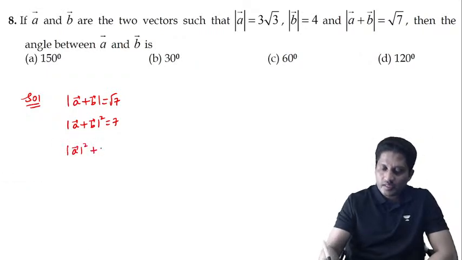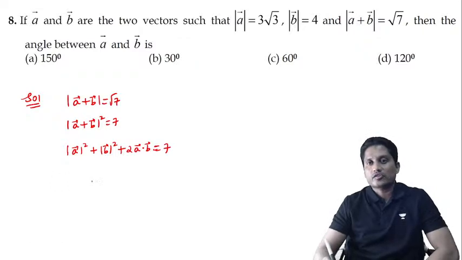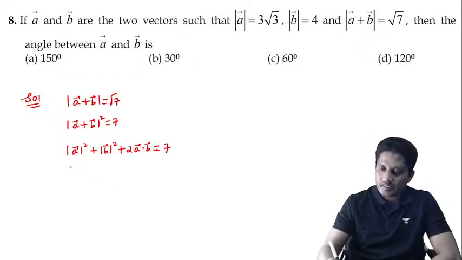This is mod A square plus mod B square plus 2 times A dot B. 2 times A dot B is equal to 7. Mod A is 3 root 3, right? If I square, I get 27. Mod B square is 16, plus 2 times A dot B, which is mod A into mod B into cos theta, is equal to 7.